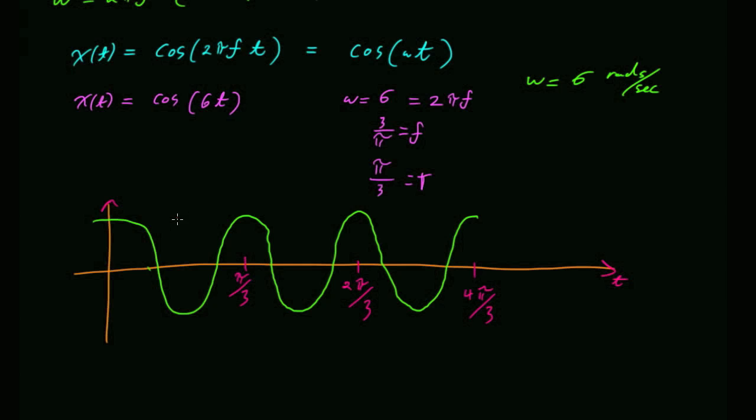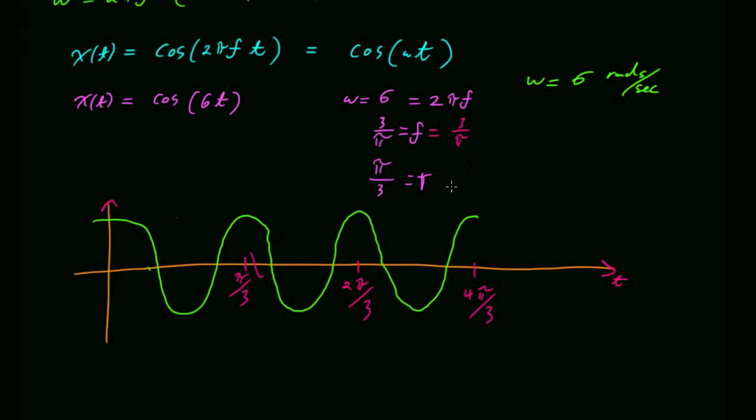So f is going to equal 6 over 2 pi, which is equal to 3 over pi. I'm going to leave it like that for the time being. And finally, I get my period, which is the reciprocal of that: 1 over f, which equals pi over 3 seconds. How much is pi over 3 seconds?